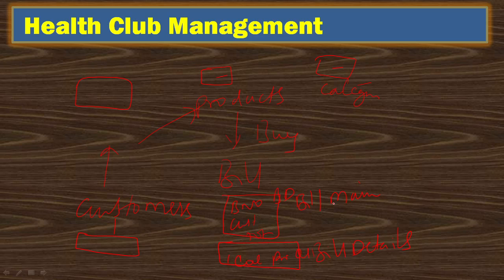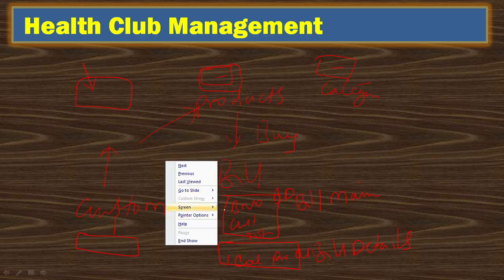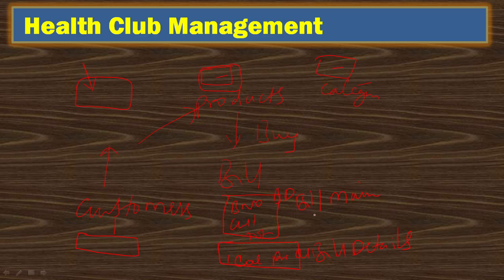So this project is basically to sell the products in the health club. This is the health club and here are the customers. Customers come to the health club. There you have a store. From the store there are products. The product will be purchased by the customer. For that we'll raise the bill. The bill will be stored in two tables, the bill main and the bill detail.